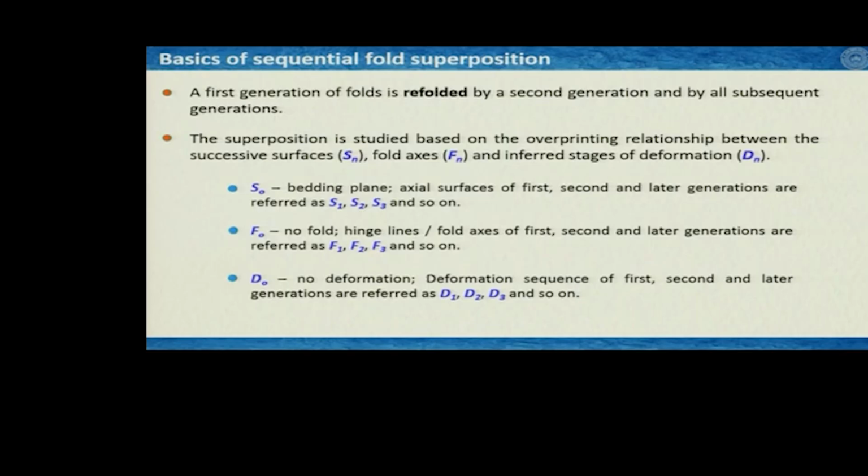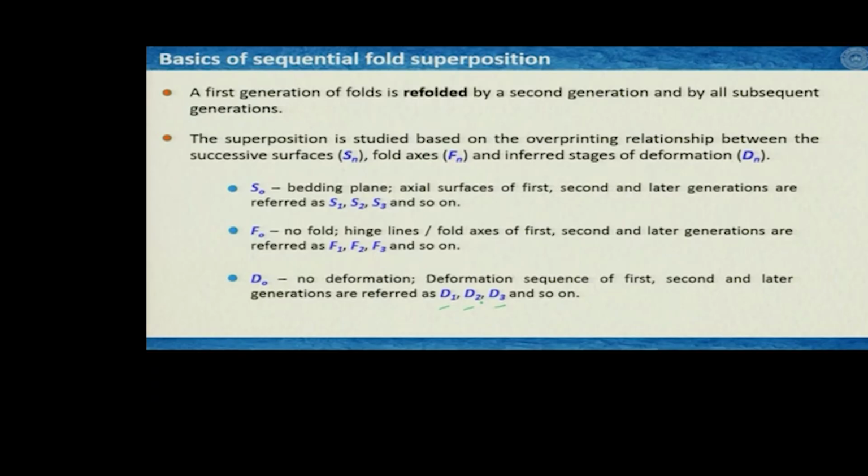Similarly, F0 is hardly used because that means there is no fold, but then you produce successively fold axes, like hinge lines or fold axes of first, second, and later generations, and then you refer to them as F1, F2, and F3, and so on. And these S1, S2, S3, F1, F2, F3 should be correlated with the deformation. So, D0 means no deformation, and then deformation sequences you can go with D1, D2, and D3.